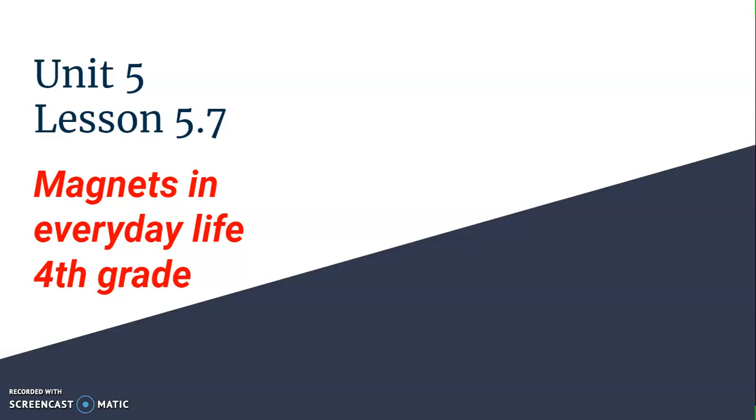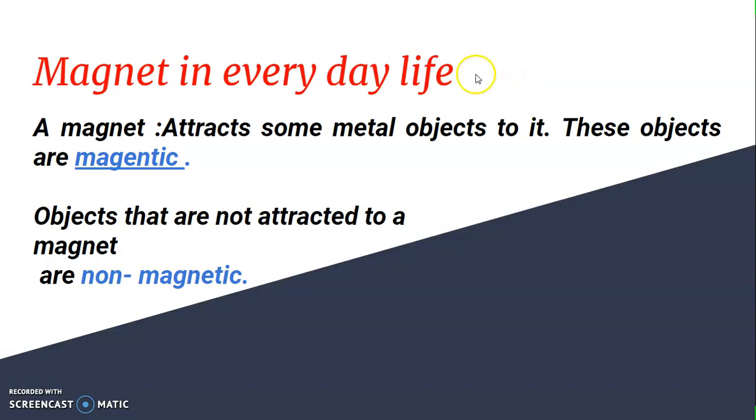Today we are going to speak about lesson 5.7, magnets in everyday life. Magnets in everyday life. A magnet attracts some metal objects to it. These objects are magnetic. المغناطيس يجذب بعض المواد وهذه المواد تسمى المواد المغناطيسية.